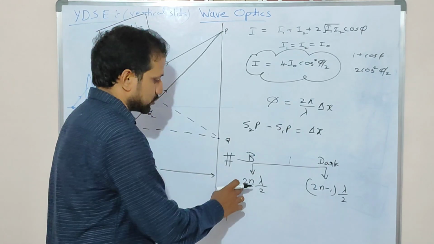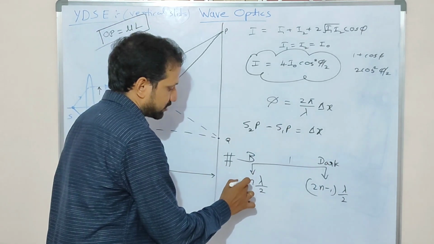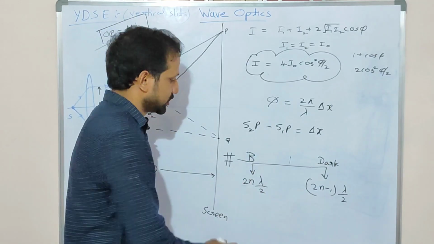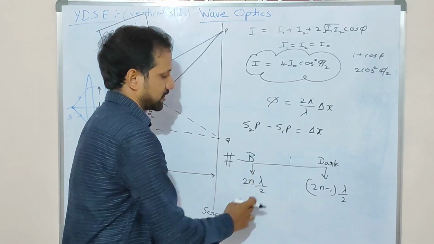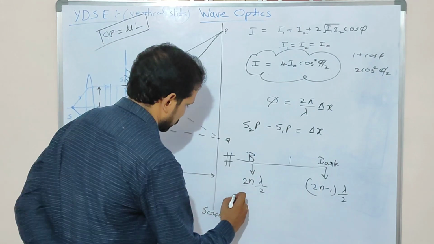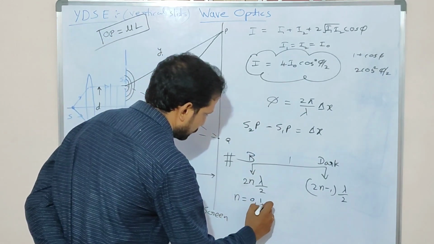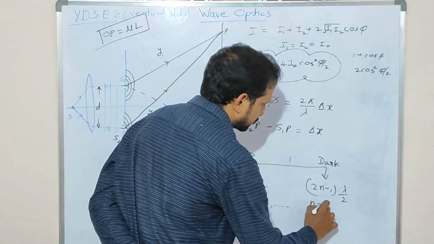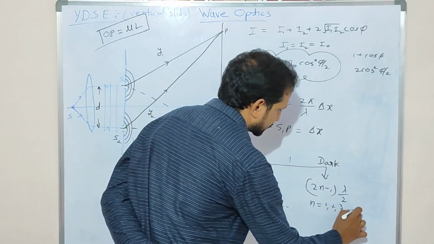Many books will write integral multiple of lambda. That is also correct, because the 2 will get cancelled, and n lambda, with n running from 0, 1, 2, 3 and so on. Here n is running from 1, 2, 3 and so on.